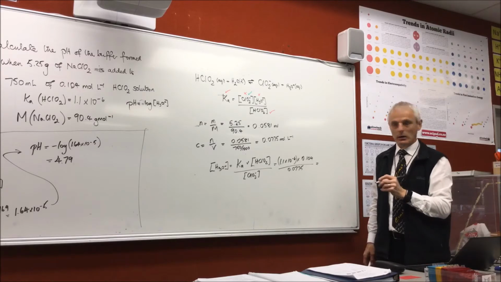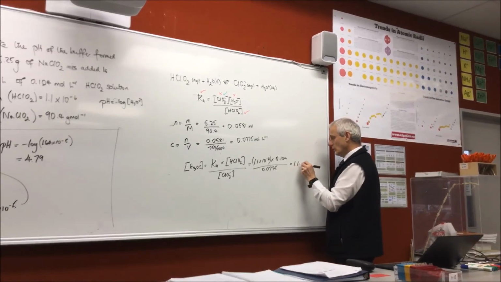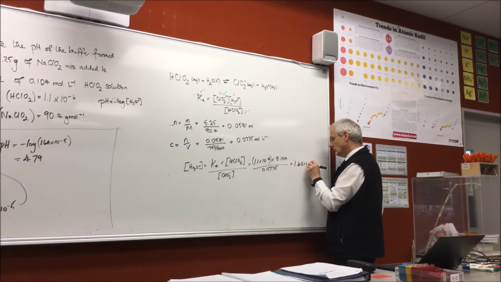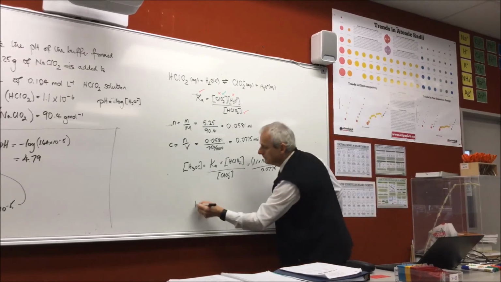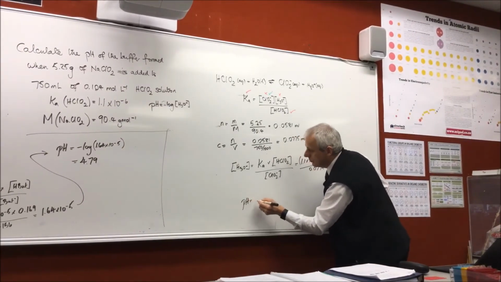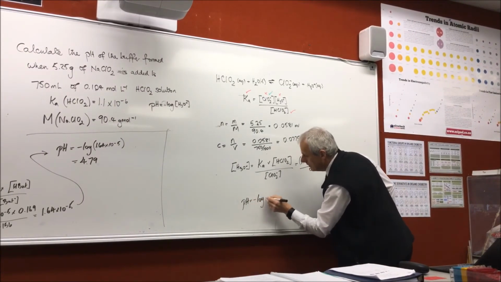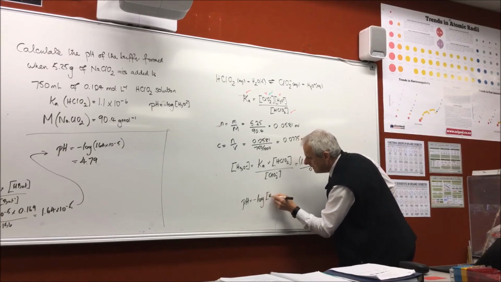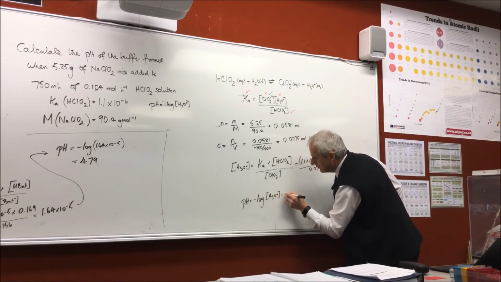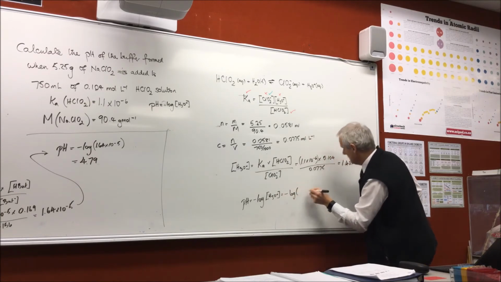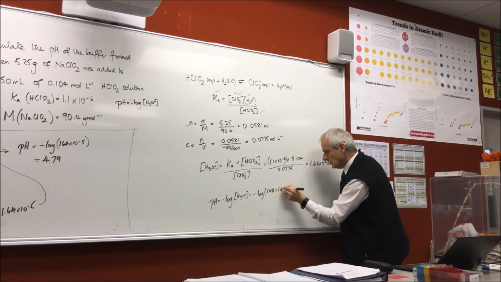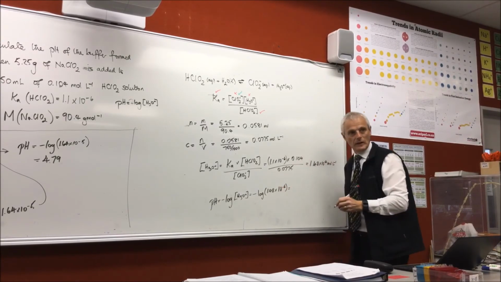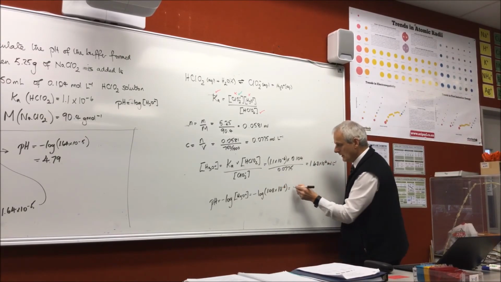1.48 times 10 to the minus 6 moles per litre. Once again, don't forget your units. Then the pH is equal to minus the log of H3O plus, which is equal to minus the log of 1.48 times 10 to the minus 6. 5.83.